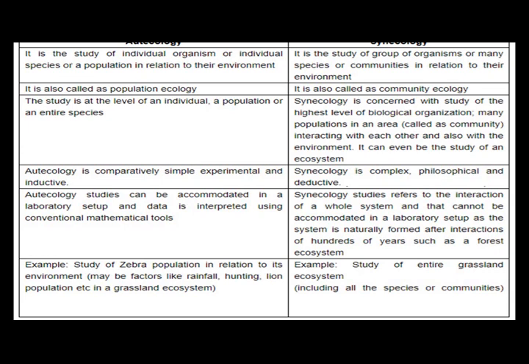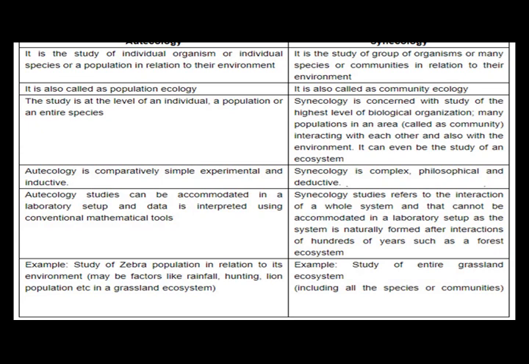Now, to give an example of Autecology, if you are studying a zebra or its population and how it is interacting with the environment in which it is living, that forms an example of Autecology. Or a maize field interacting with the abiotic components in a field. That is also an example of Autecology. Or a single mango plant, how it is interacting with the abiotic component in your garden. Even that is an example of Autecology.